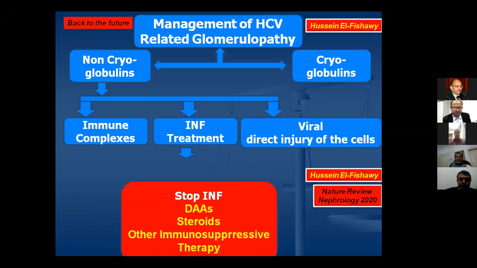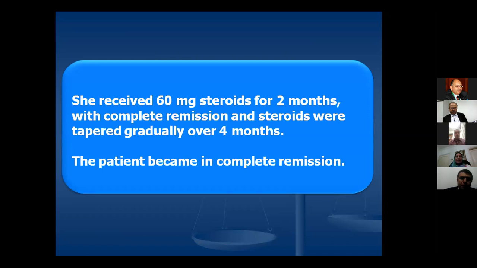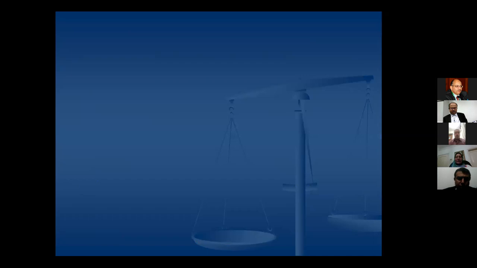So this is interferon treatment. The rule is to stop interferon. It is already stopped. To give antiviral therapy, it was treated. To give steroids, and if it does not respond to steroids, we can proceed to cyclosporin, as my dear Professor Dukemel has told us. She received 60 milligram steroid for 2 months with complete remission, and the steroids were tapered gradually over 4 months. The patient became in complete remission.